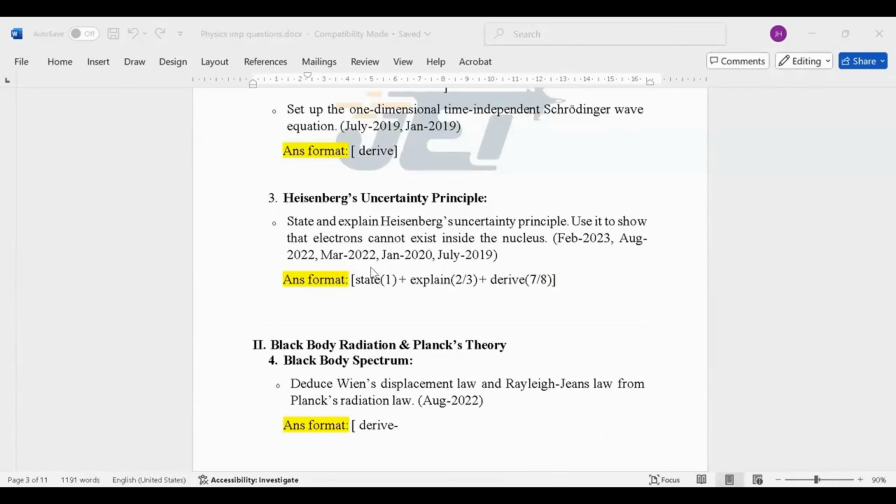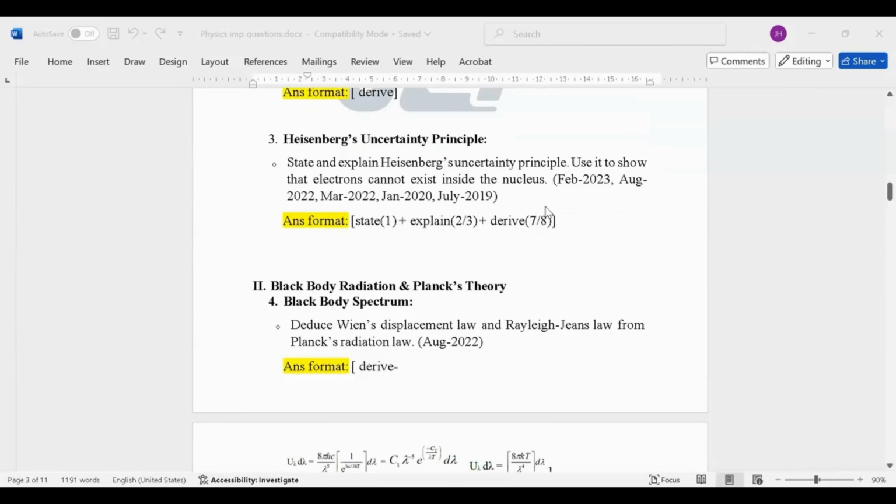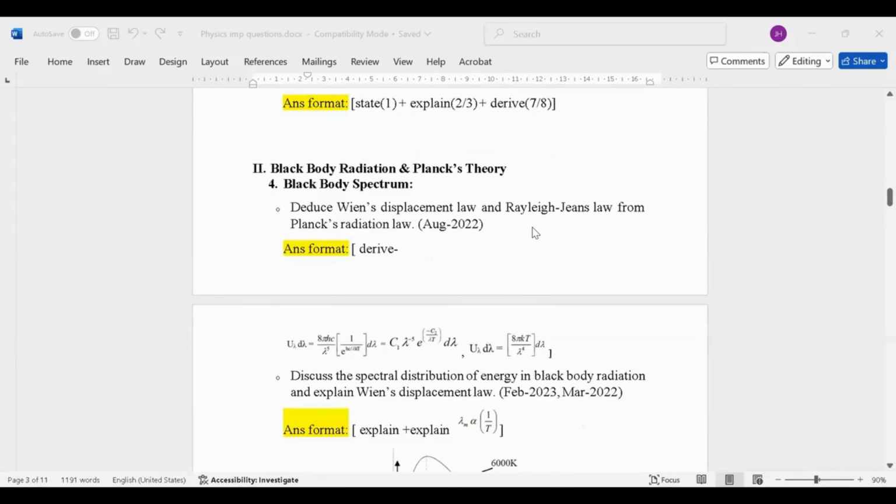So the first point, you're going to state Heisenberg's uncertainty principle. The second one, you're going to explain it, or what Heisenberg's uncertainty principle talks about. Then you're going to derive it. There's only one derivation, there's no confusion. So I didn't mention what to derive, right?